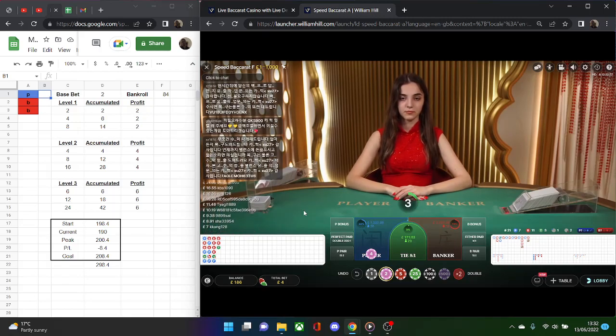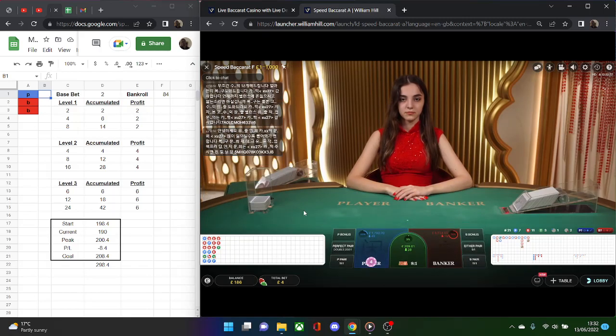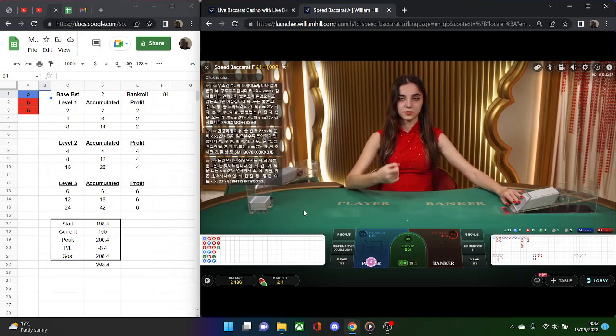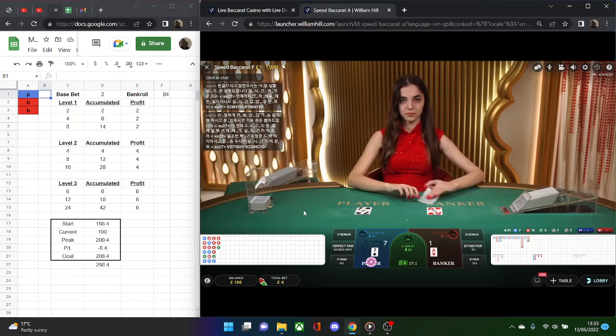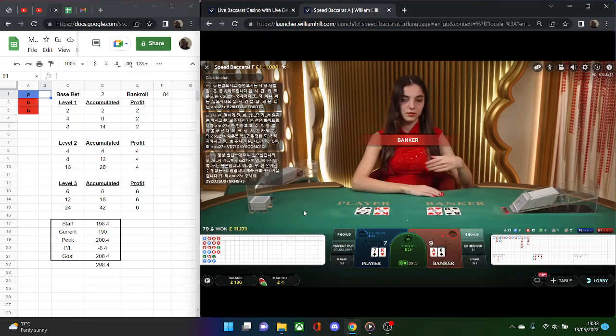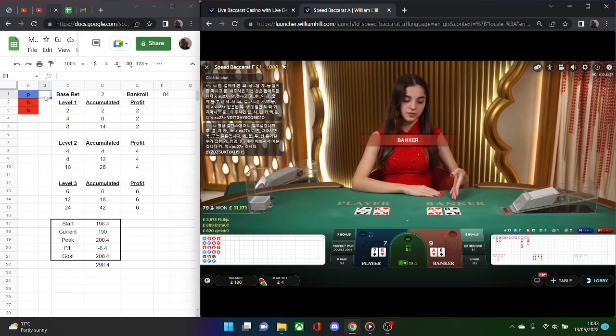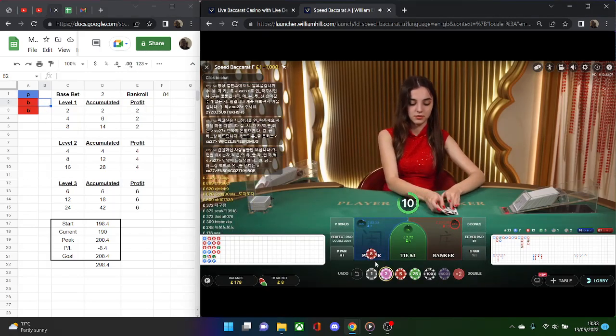Okay, so it broke to player after the last banker tie. Let's see if it does it again. Seven's a good start. Better than their one. Yeah, seven over. Ah, hell. Nine over seven. Well then, so £8 on banker.